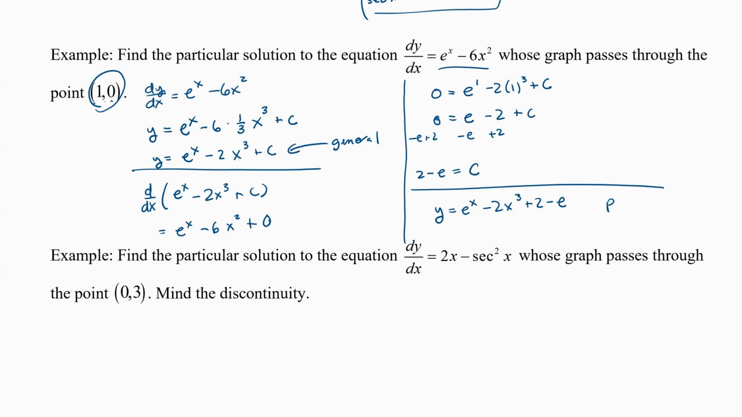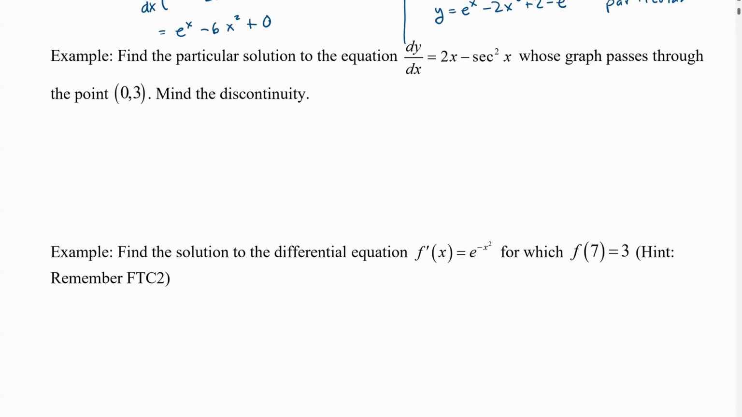And again, this is our particular solution in that it solves the differential equation, and it also meets that other criteria. It goes through that point. Let's try that again. Find the particular solution for this differential equation, and its graph goes through (0, 3). Oh, and mind the discontinuity. Let's talk about that in a little bit here.